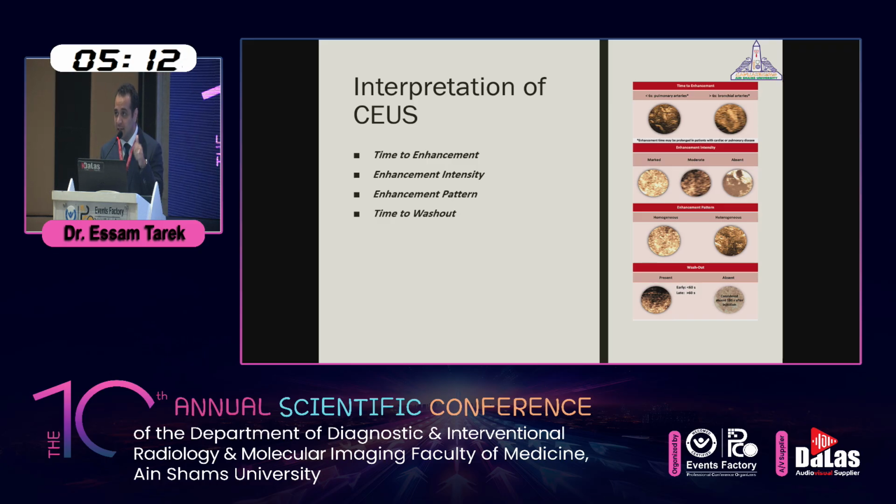6 seconds is the early enhancement with a pulmonary blood supply. More than 6 seconds is late enhancement with a bronchial blood supply. The 60 seconds is the washout. If it's below 60 seconds, that means early washout. After 60 seconds, that means delayed washout. And this is very important to how we are going to interpret and differentiate between the anatomical and pathological lesions.